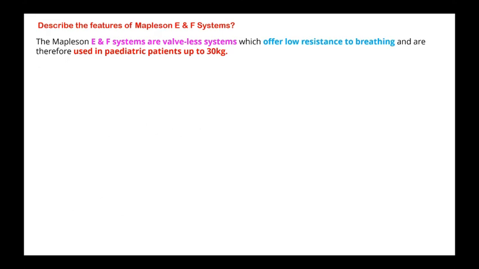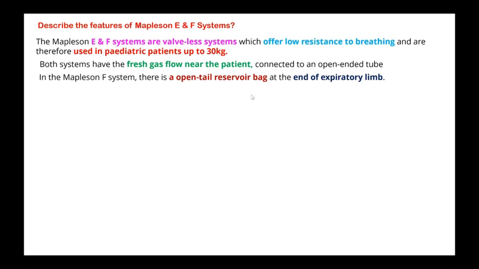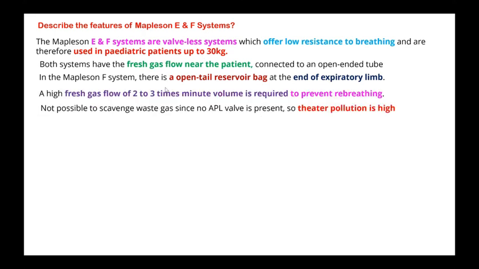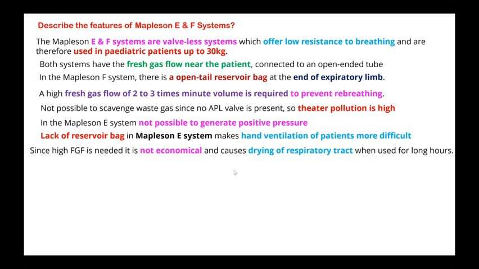And the E and F systems are very low resistance systems because they don't have any valves, but they also require a higher fresh gas flow. So it is not economical. It will also cause more theatre pollution. And in the E system, it is not possible to produce a positive pressure because the expiratory limb does not have a reservoir bag, and controlled ventilation is also more difficult. It is mostly used for spontaneous ventilation, and monitoring the breathing is also quite difficult. If the drapes are there and the expiratory limb is inside the drapes, you cannot monitor the patient's breathing.